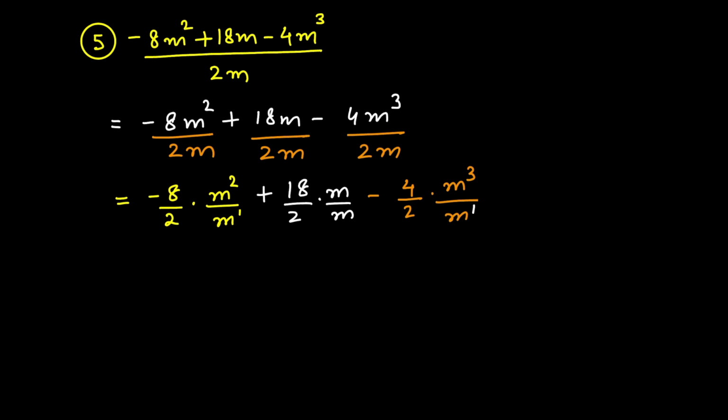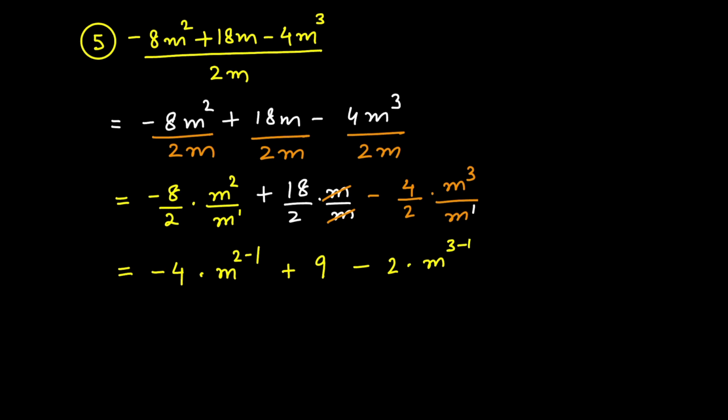So why do we write the power 1 here but not here? Because these can be simply cancelled. So we simply cancel it, and now we have the numbers here. So minus 8 divided by 2 is 4. Here we write same base, so powers will be subtracted. Then we write 18 divided by 2 is 9, and 4 divided by 2 is just 2, and here m to the power 3 minus 1. So these powers are then subtracted.